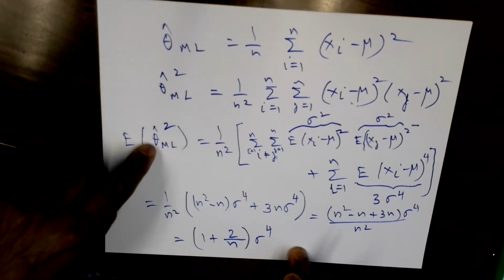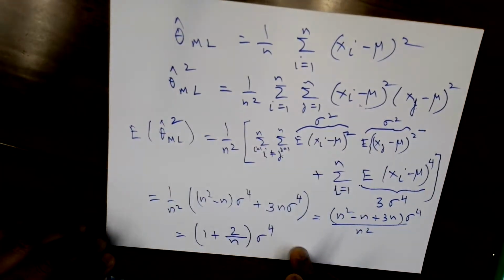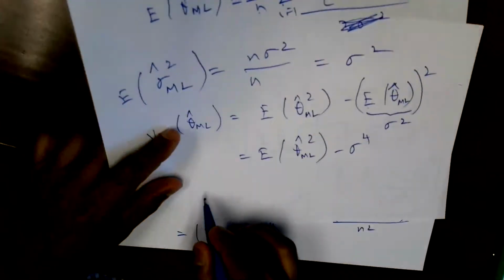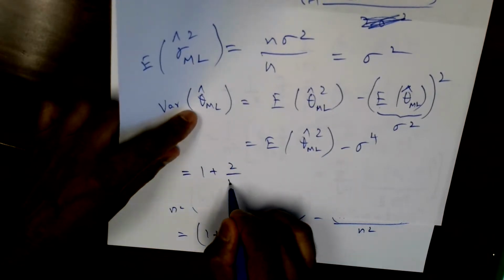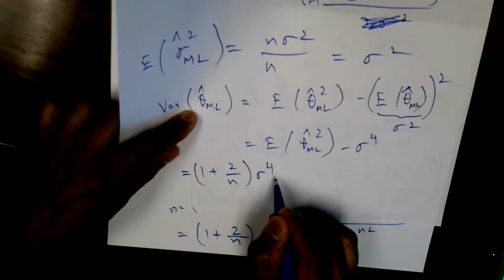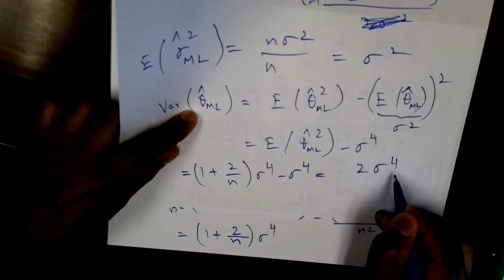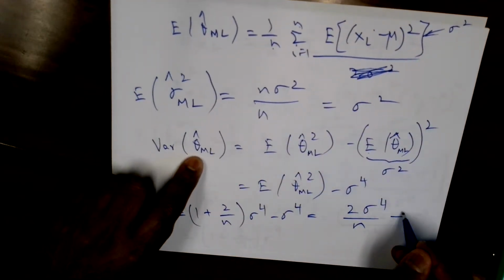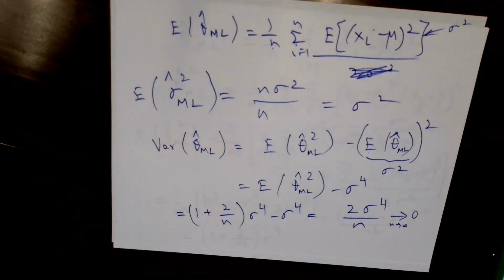So let me substitute that result. I guess silly mistakes, this should be square here, which is what I have done. So I can substitute that here. So this is going to be 1 plus 2 over n, sigma 4, minus sigma 4. So that becomes 2 sigma 4 over n. That's the variance of the maximum likelihood estimator. Notice that that also goes to 0 as n tends to infinity.